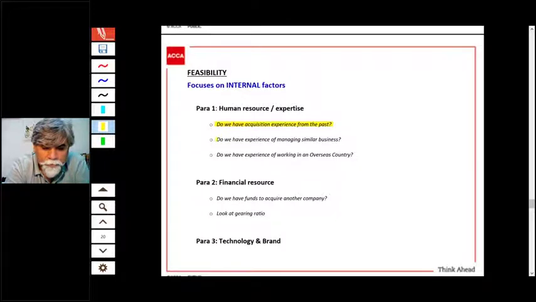Then we need to cover, do we have experience of managing a similar business? If it is the same industry, then yes, we do have the industry experience. But if we are diversifying into something extremely different, then we need to question how or from where we will get the management competencies required to run that business. And do we have experience of working in an overseas country? If the case is about another country, then we need to see whether we have ever worked outside our home country or not. These are some basic common sense questions.